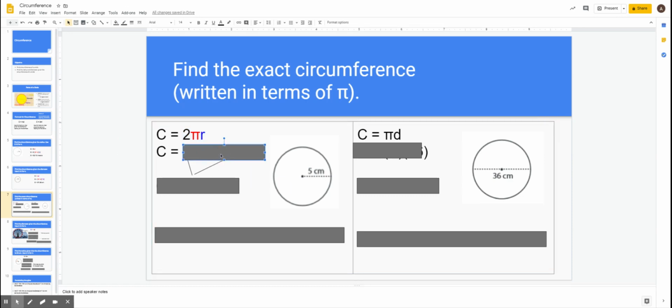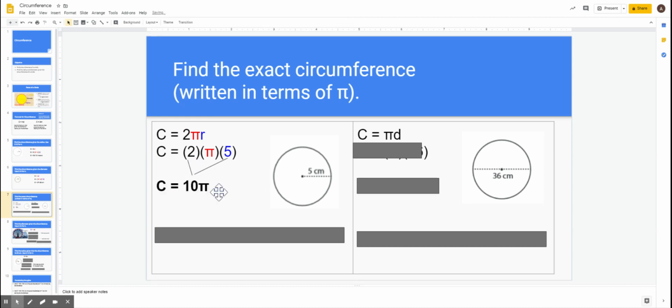So we're going to plug in. We have 2, that just stays, right? Pi, we're going to keep pi the way that it is. We're not substituting any numbers in for pi. And then we have r, which we're going to substitute 5 in for. So we have c equals 2 times pi times 5. And then we can simplify this. We can multiply 2 times 5 and get 10. So we have c equals 10 pi. So that is actually our answer. The circumference is 10 pi centimeters.